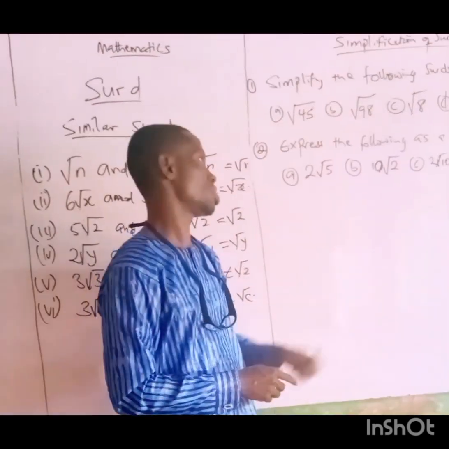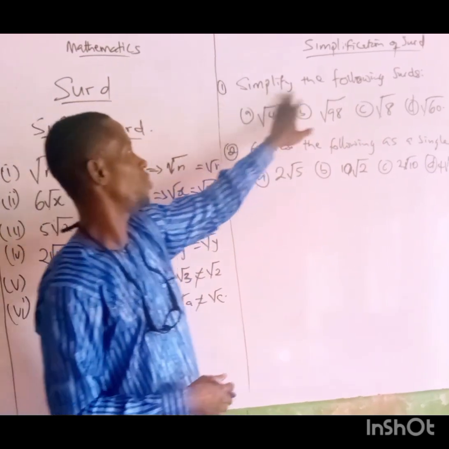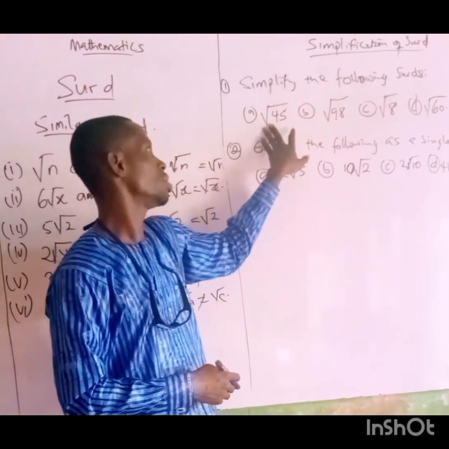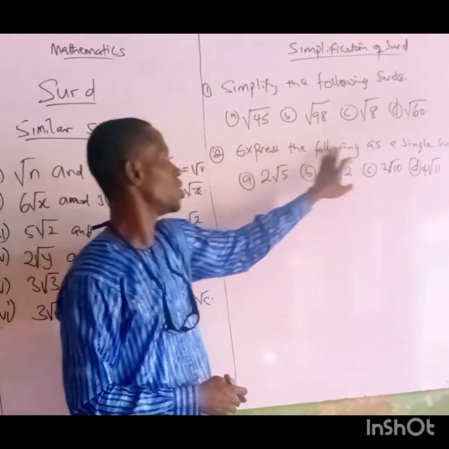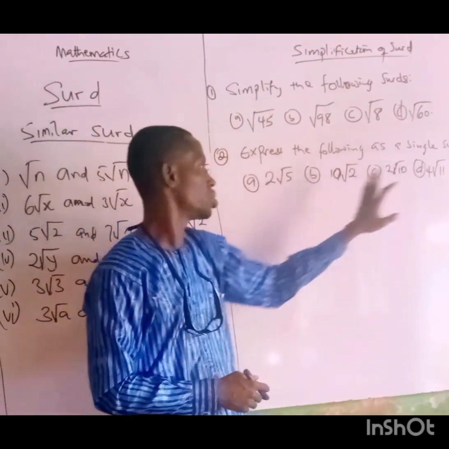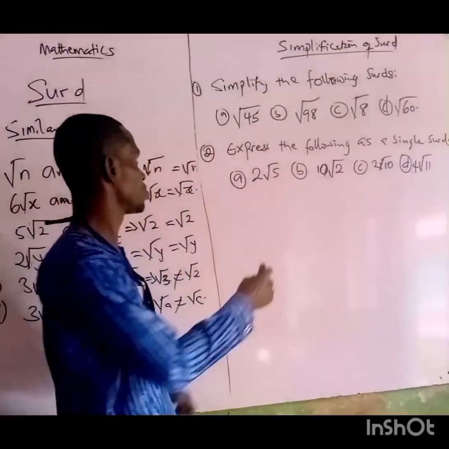So let's quickly see the examples that we have. We have them on the board. Number 1: simplify the following surds, A, B, C, and D. Number 2: express the following as a single surd, A, B, C, and D. So let's quickly solve.